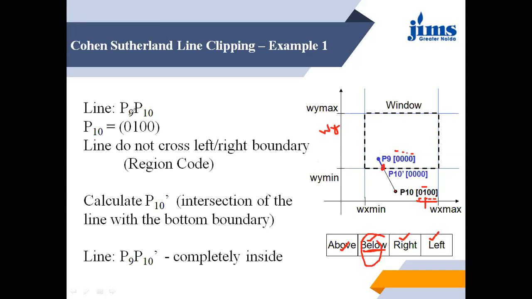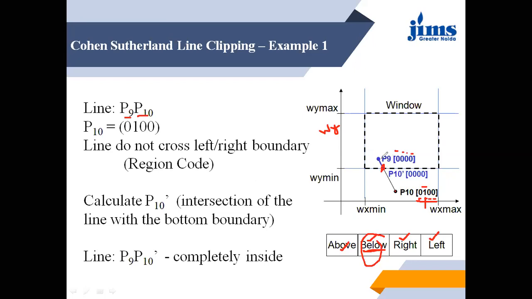So over here you can see the line P9 and P10. This is P9 and P10. They do not cross the left and the right boundaries because the left and right values are 0. So we have to calculate the P10 dash.